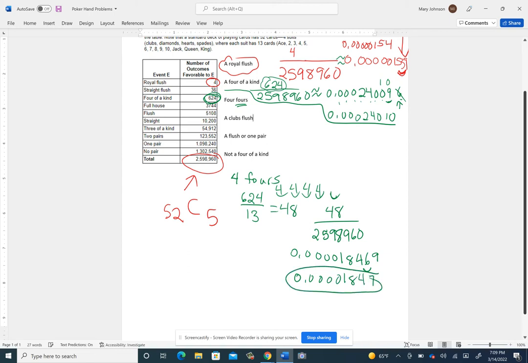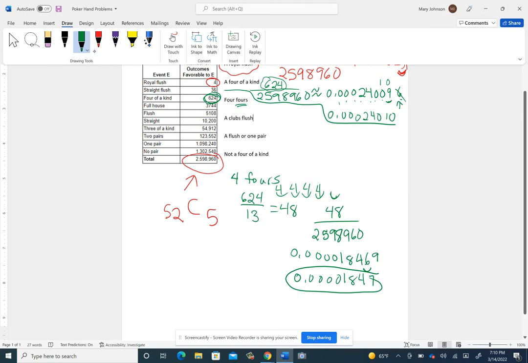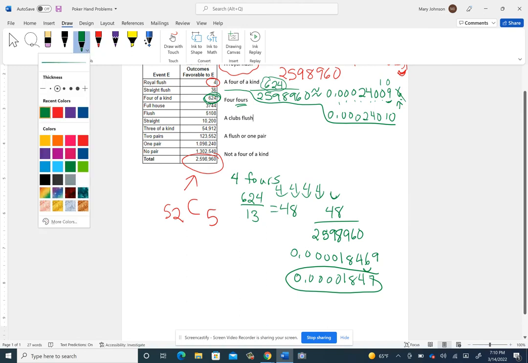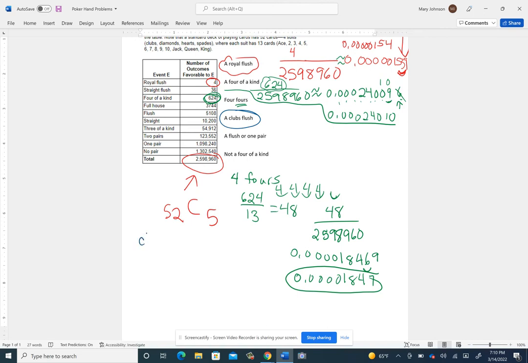Okay. All right, now, seeing how I did the 4 fours should help you figure out how to do the clubs flush because it's a similar concept. All right, so let's change to blue. So when we're doing this one, a clubs flush. So a flush means all of the same suit. So here's 5,108 hands that would be considered a flush.